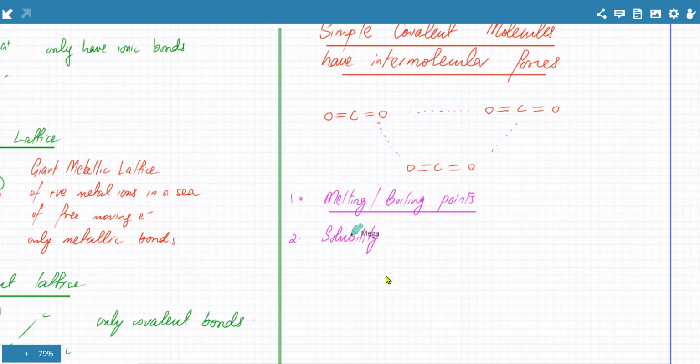Okay, that's one. How does solubility depend on intermolecular forces? For example, you have certain substances that are soluble in water. Whenever you talk about solubility, usually you're referring to the solubility in water. In chemistry, we talk about water a lot.